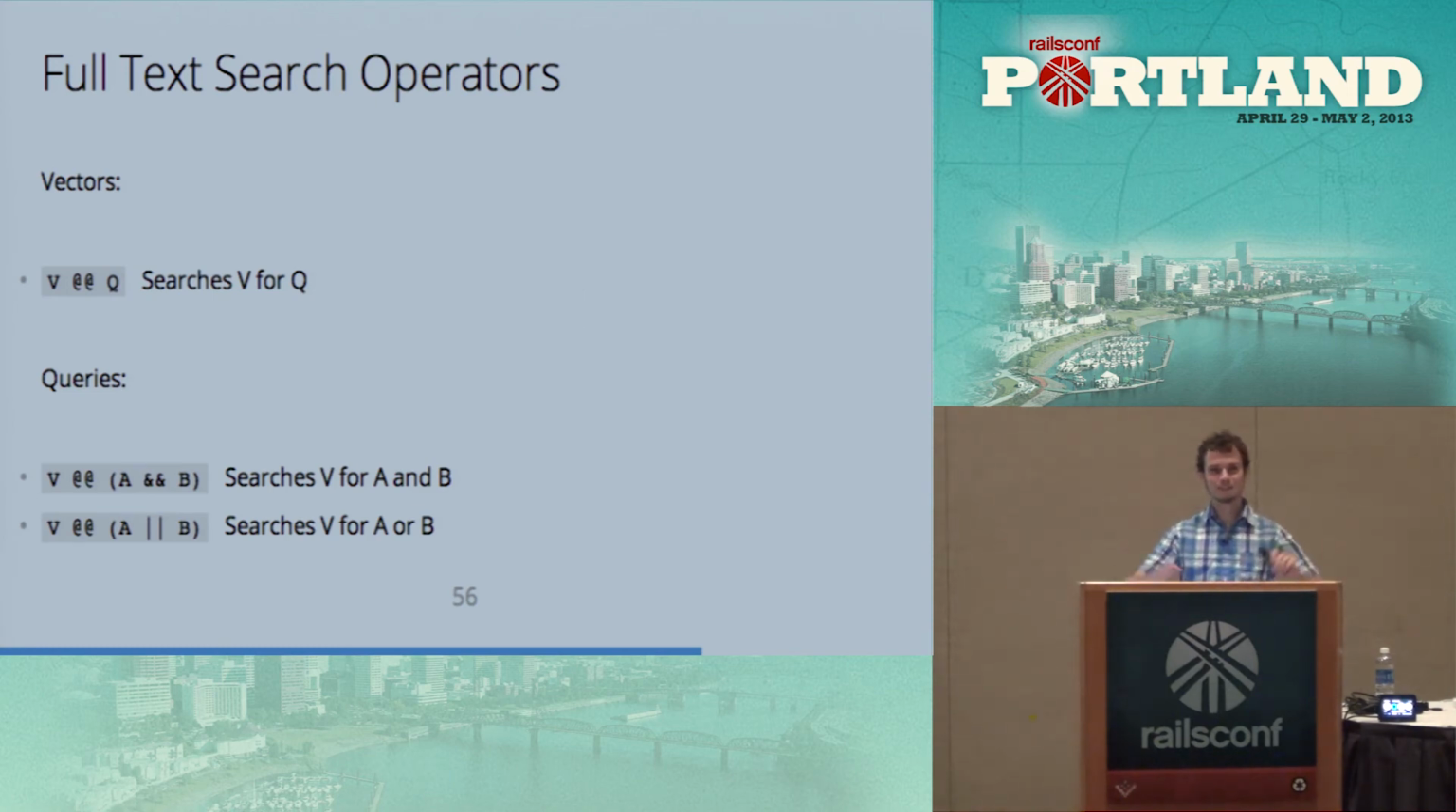Operators. Postgres has just got tons of operators, and some of them are great. So the operator that you're going to want to know about for search, the most important one, is the search operator on vectors. That's this @@. That means that we're going to search the vector v for the query q. The other two operators that are important for full text search are the and and the or. These let you combine search terms. So this will let you search the vector v for a and b, and it'll let you search the vector v for a or b.